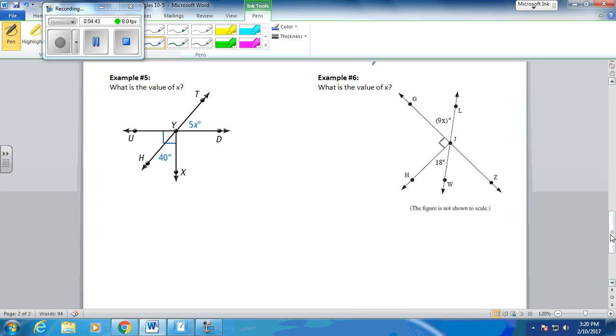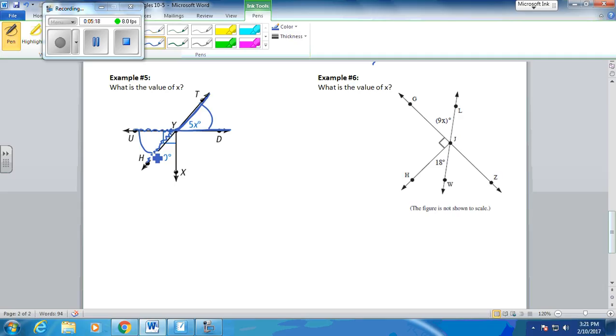Number 5 is asking you what is the value of x. When I look at my diagram, I'm seeing that the 5x is listed on this angle right here. So again, what I'm going to do is extend TY and extend that line this way, and I'm going to extend DY this way. That tells me that 5x, the one that goes TYD, and the one that is UYH, those two angles are vertical to each other.